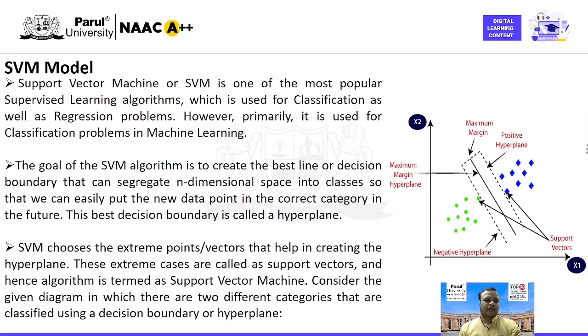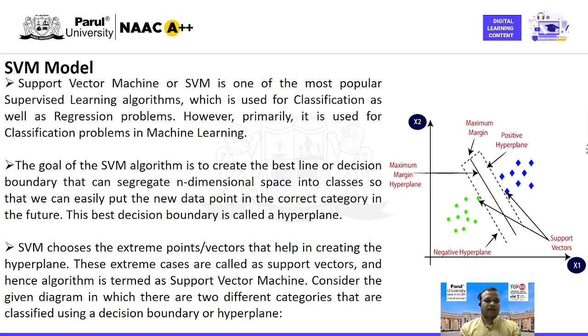Now, the second model is SVM, you can say support vector machine. Support vector machine, or SVM, is one of the most popular supervised learning algorithms, which is used for classification as well as regression problems. However, primarily it is used for classification problems in machine learning.